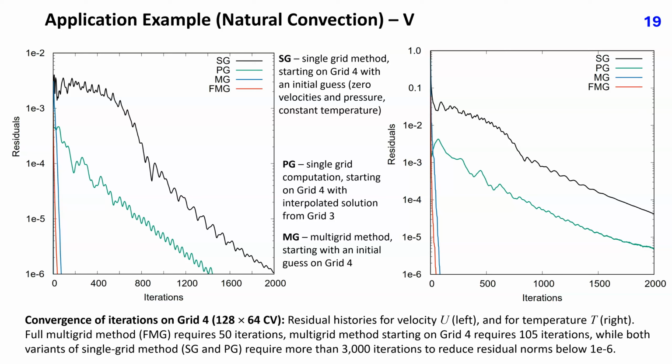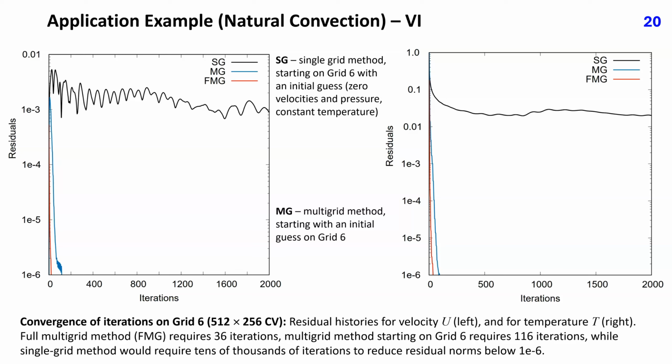And finally, FMG denotes the full multigrid method, starting on grid 4 with initial fields obtained by interpolating the solution from grid 3. Full multigrid method requires only 50 iterations. Multigrid method, starting on grid 4, requires 105 iterations, while both variants of single grid method, SG and PG, require more than 3000 iterations to reduce the temperature residual norm below 10 to minus 6.